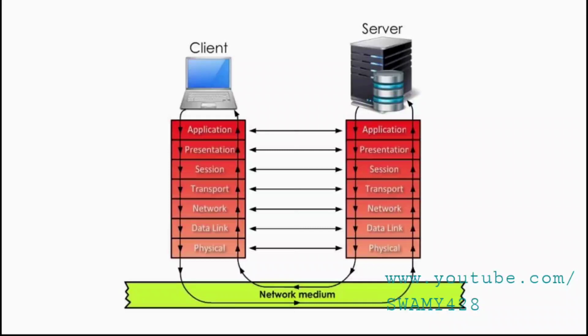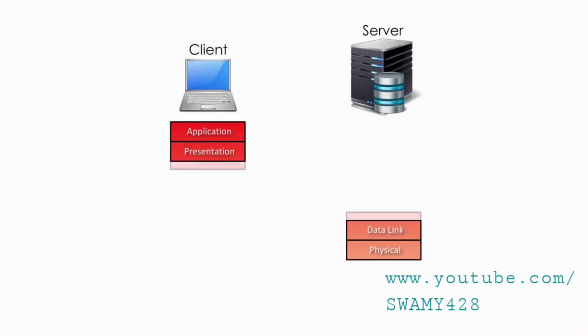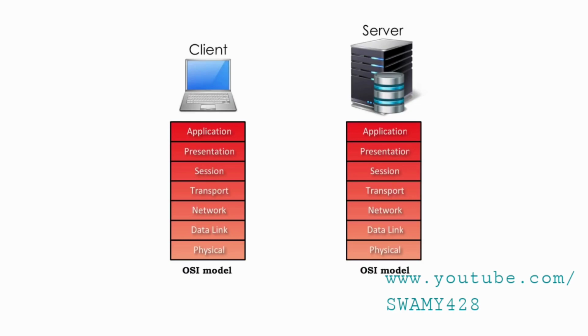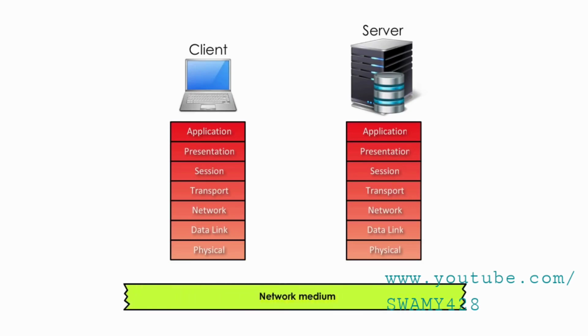Now let me demonstrate how data flows through each of the 7 layers of the OSI model when the client makes a request to the server and then the server replies to the client. Data is generated at the application layer on the client side, travels down the stack to presentation, session, transport, network, data link, and then physical. Then through the network media, data travels to the physical layer on the server side, then up to data link, network, transport, session, presentation, and application.